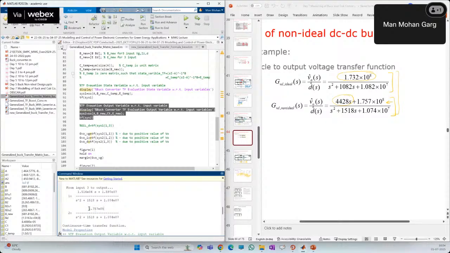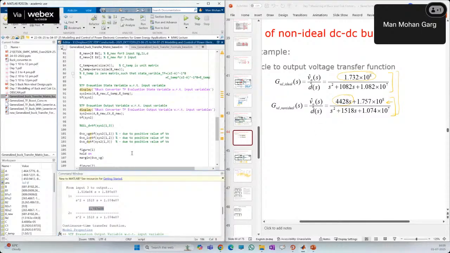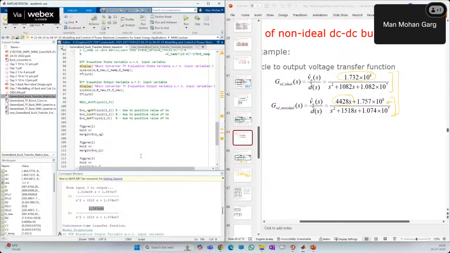Because this is Vc, which is the voltage across the pure capacitor. But this is V node. Now V node is not Vc. V node is Vc plus IC RC. So RC is coming into the picture. Due to that RC, we have seen that a 0 is being introduced in this. Right? That's how we can obtain the different transfer functions, and then we can analyze them.